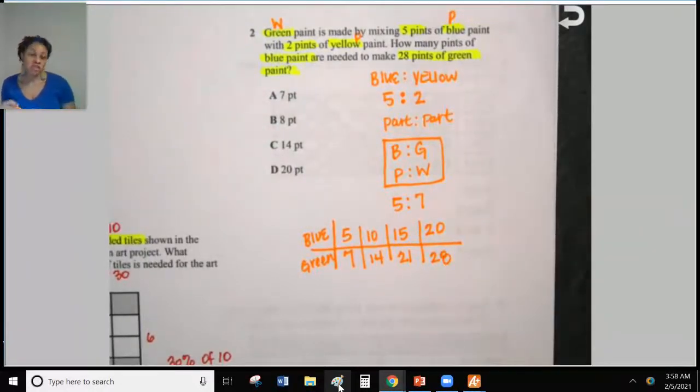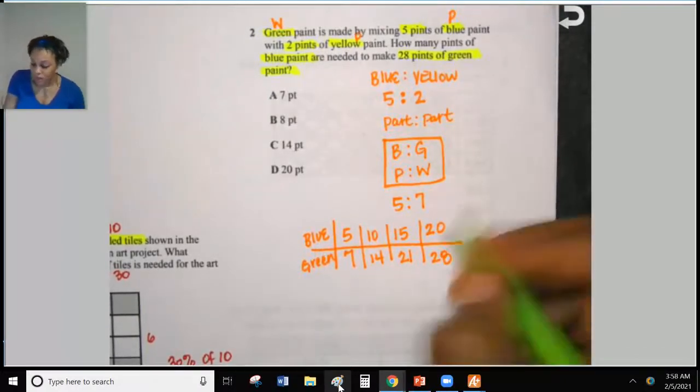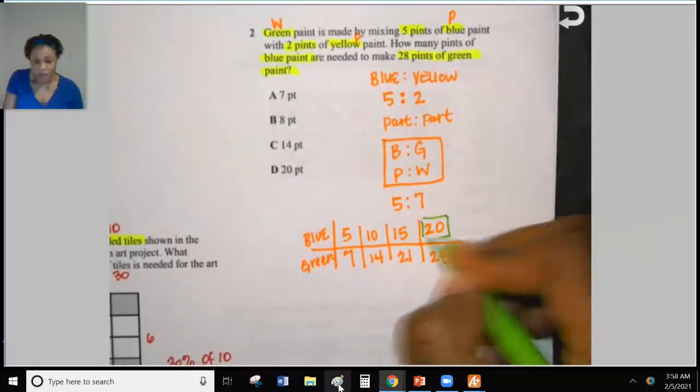Okay, so I just did repeated addition. I just kept adding that ratio over and over. Okay, so they said, how many pints of blue paint would I have if I had 28 green? So when I have 28 green, I would have 20 pints of blue.